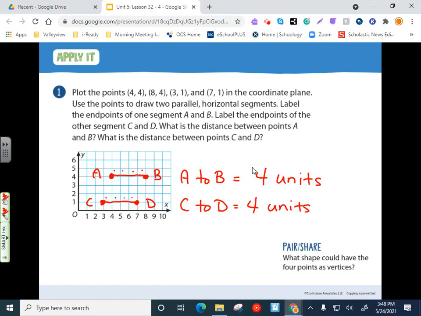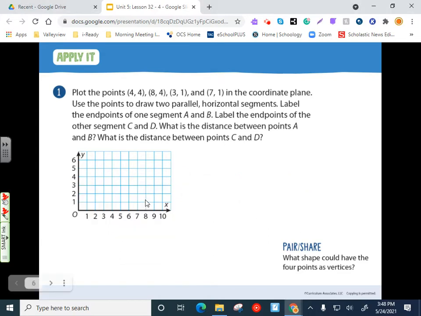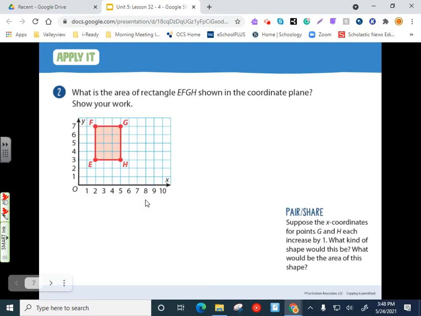Okay, go ahead and turn the page. I'm looking to do all of these examples just so you know. Number 2, what's the area of rectangle EFGH? So we have EFGH here. Now, if you look in the upper right-hand corner of the page, it shows you the formula for finding area. A equals length times width.